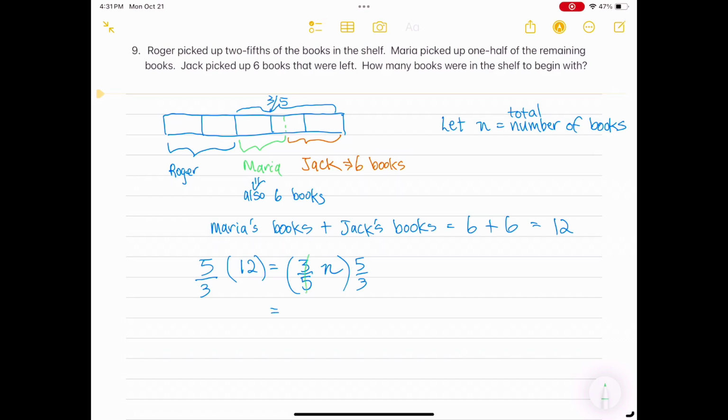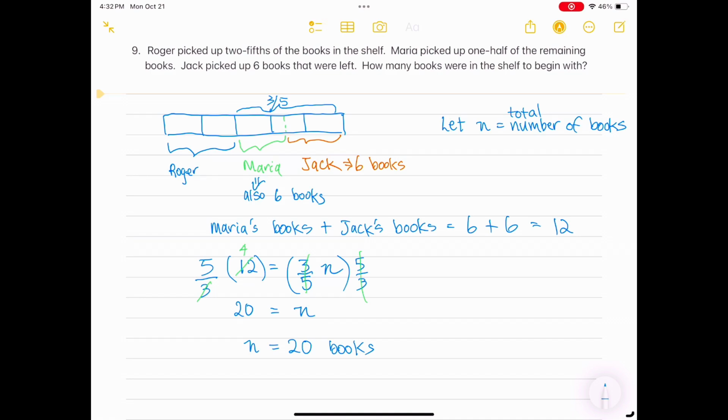And on the left-hand side, we have 5/3 times 12. 3 goes into 12 4 times, so 5 times 4 equals 20. N equals 20. I write n equals 20 books. You should always clearly label the units of your solution. And I box my answer.